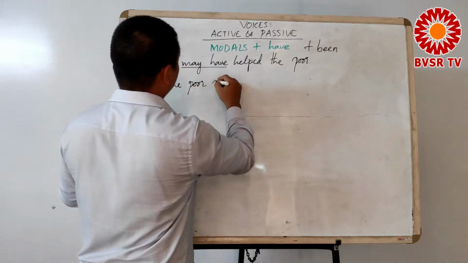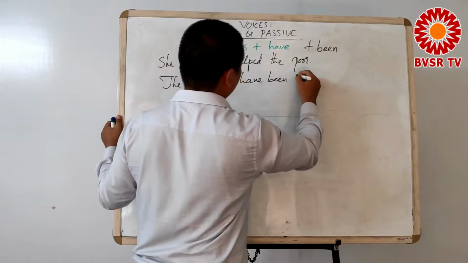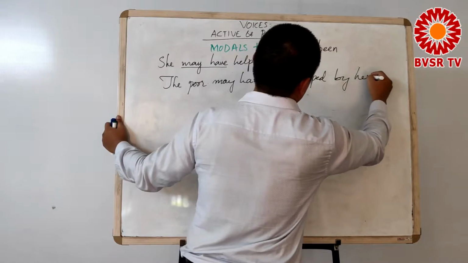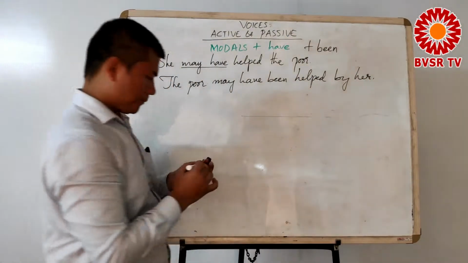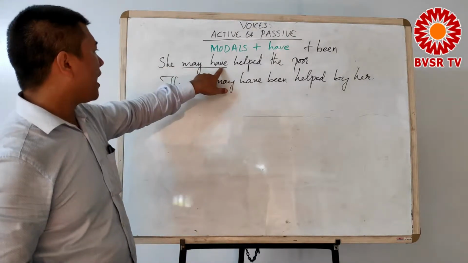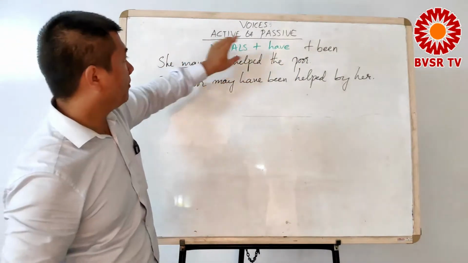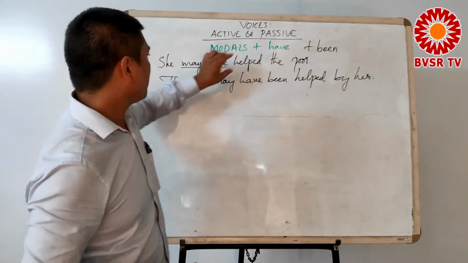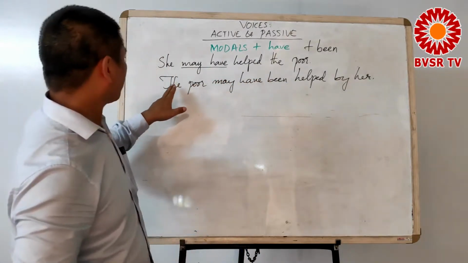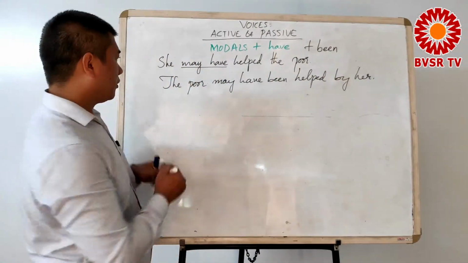The poor may have been helped by her. The active voice is that she may have helped the poor. May is the modal, have the helping verb have. So she may have helped the poor. Now when you convert into passive voice, the poor may have been helped by her. Okay, one more example.